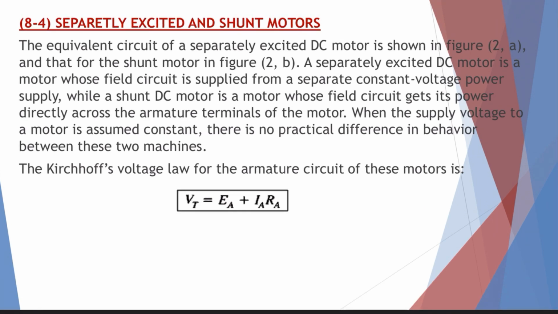Section 8-4, separately excited and shunt motors. The equivalent circuit of a separately excited DC motor is shown in figure 2A, and that for the shunt motor in figure 2B. A separately excited DC motor is a motor whose field circuit is supplied from a separate constant voltage power supply, while a shunt DC motor is a motor whose field circuit gets its power directly across the armature terminals of the motor.